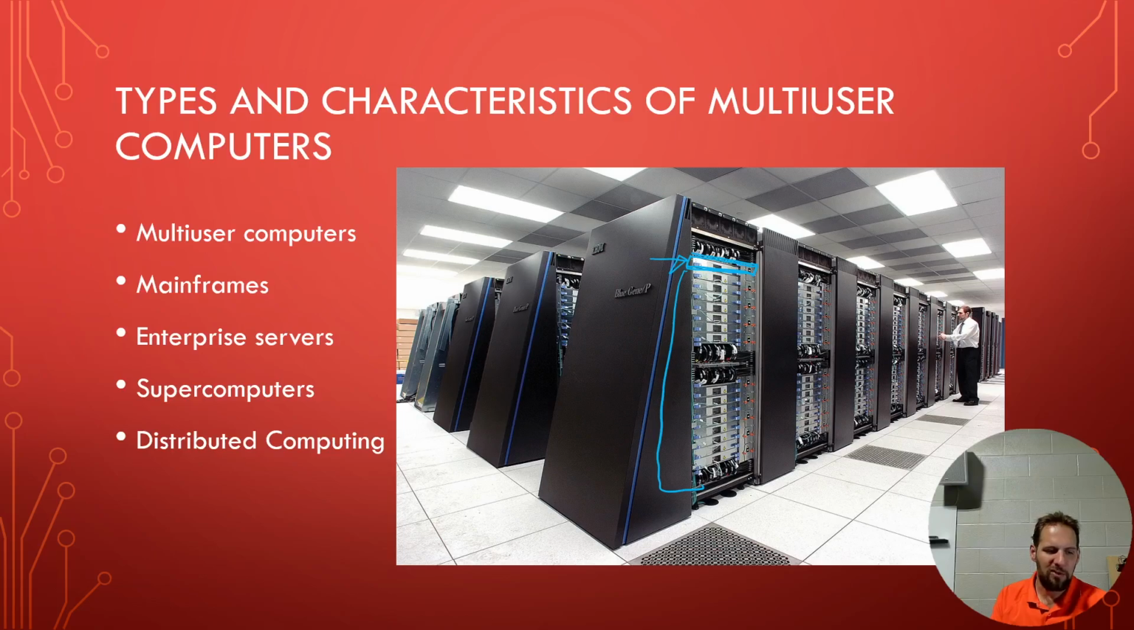You have mainframes used by businesses with massive amounts of data to be processed, and they can support thousands of users simultaneously. Supercomputers perform specialized tasks such as weather forecasting and biometric research. Now, one of the most interesting ones to me could also be called grid computing.